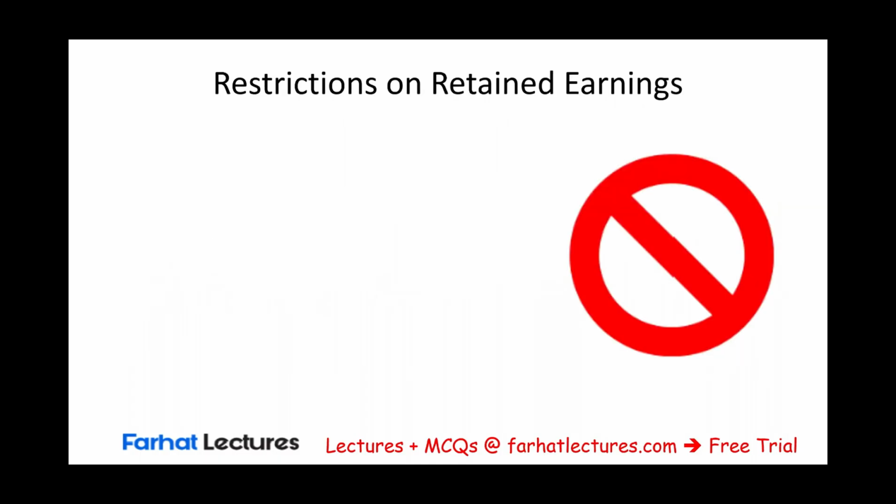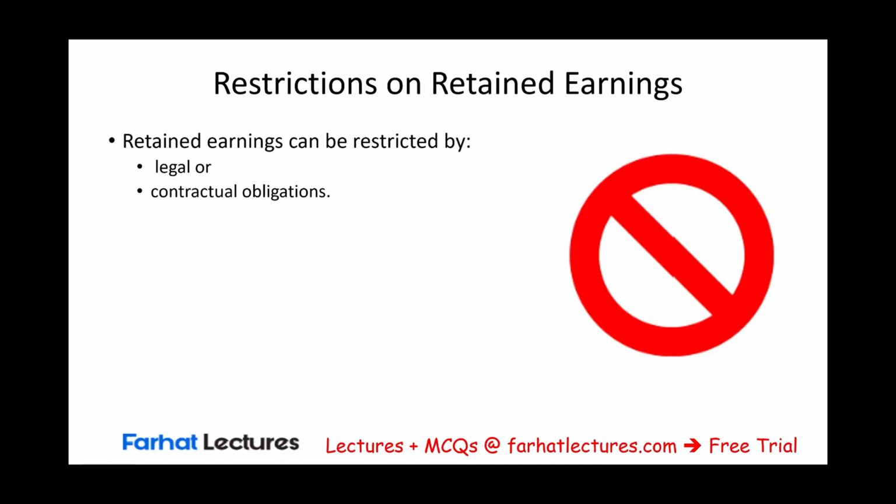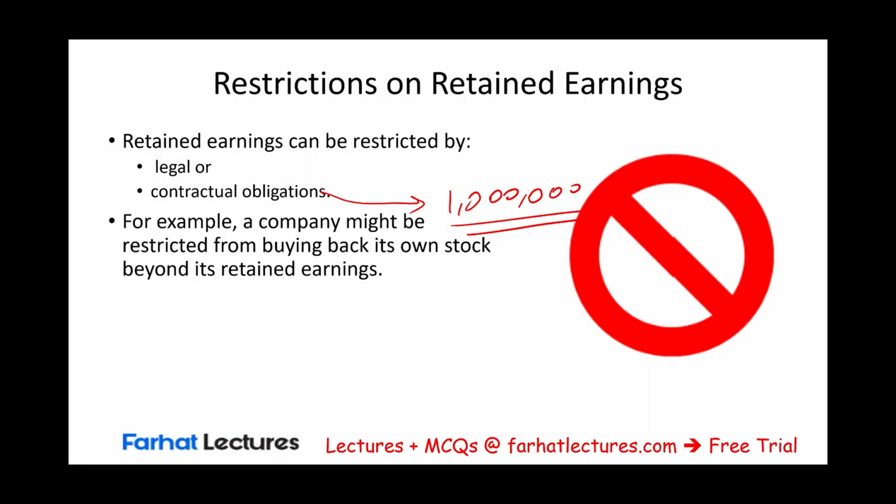Another thing you need to know about retained earnings is that sometimes retained earnings can be restricted by legal requirement or contractual obligation. For example, if you want to get a loan from the bank, they might say, well, you have to keep your retained earnings always at $1 million. So you cannot distribute dividends because it's contractually obligated, or sometimes it's within the company. There's some sort of legal compliance that you have to comply with, or the company wants to restrict it internally for expansion purposes.